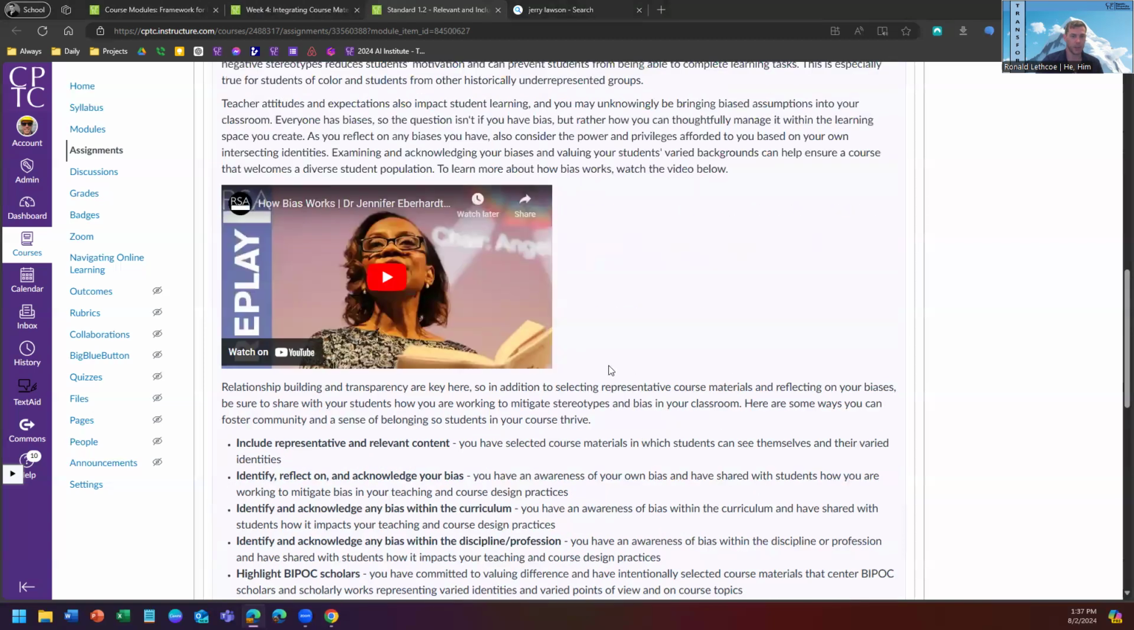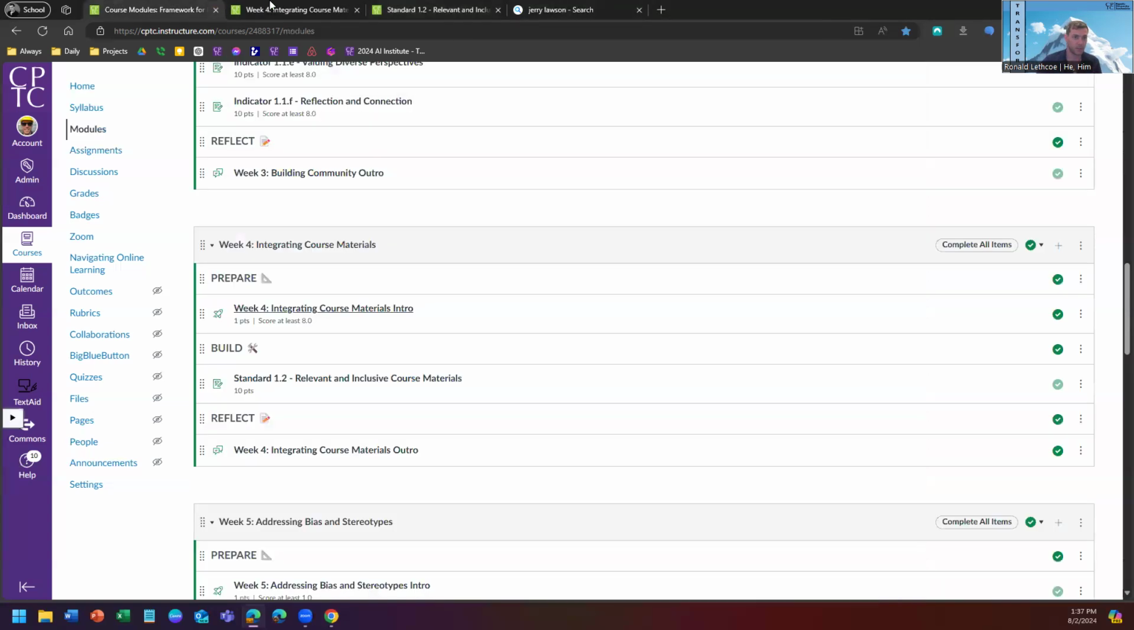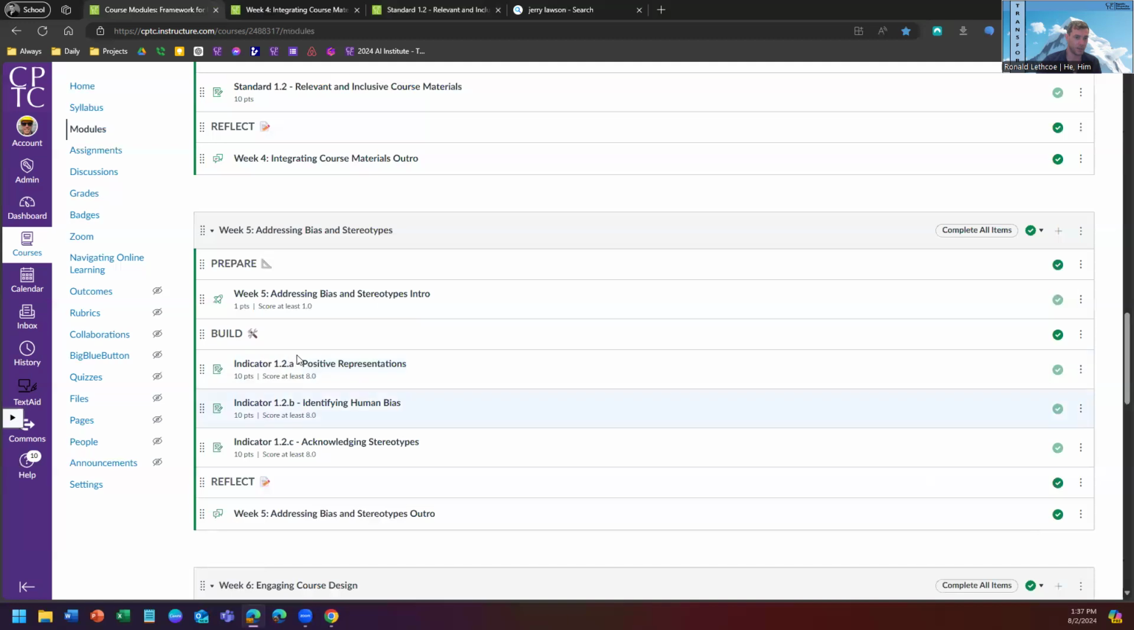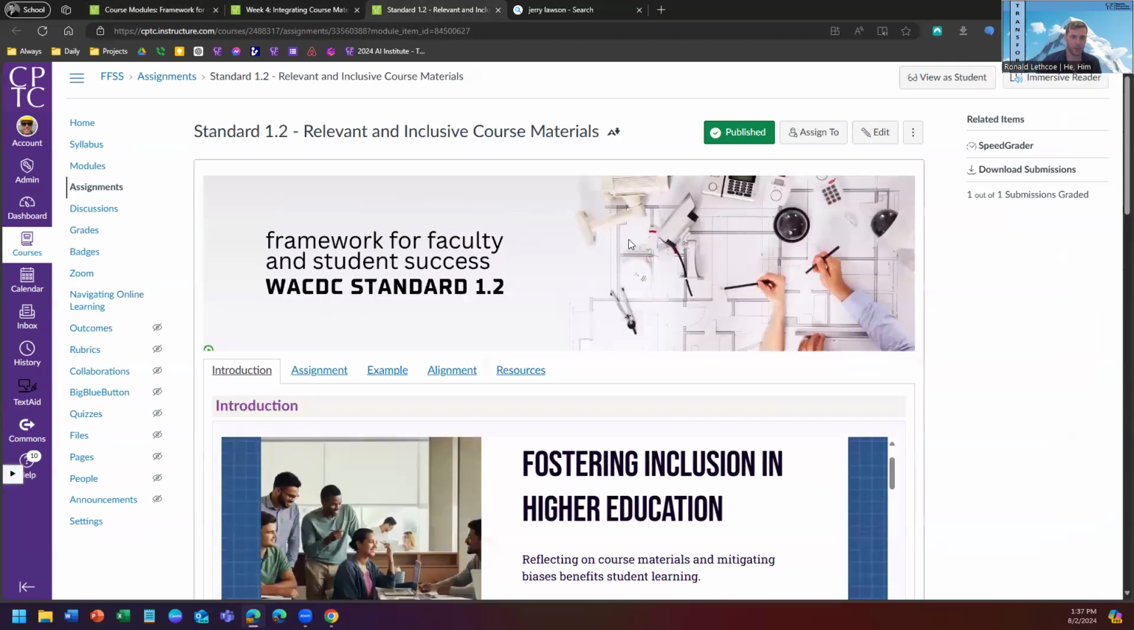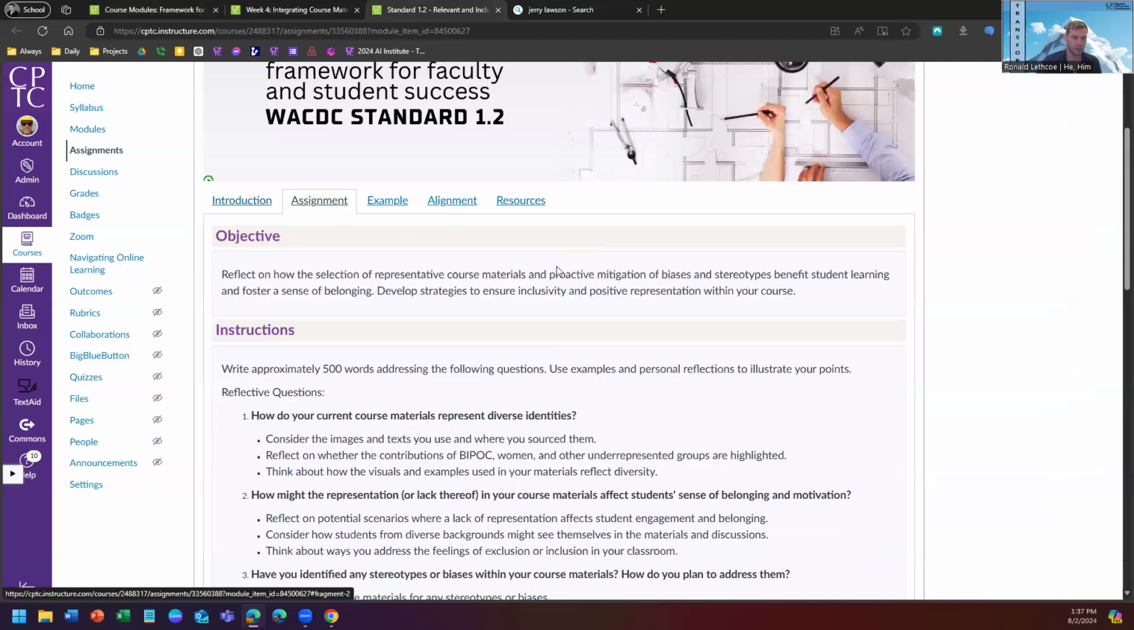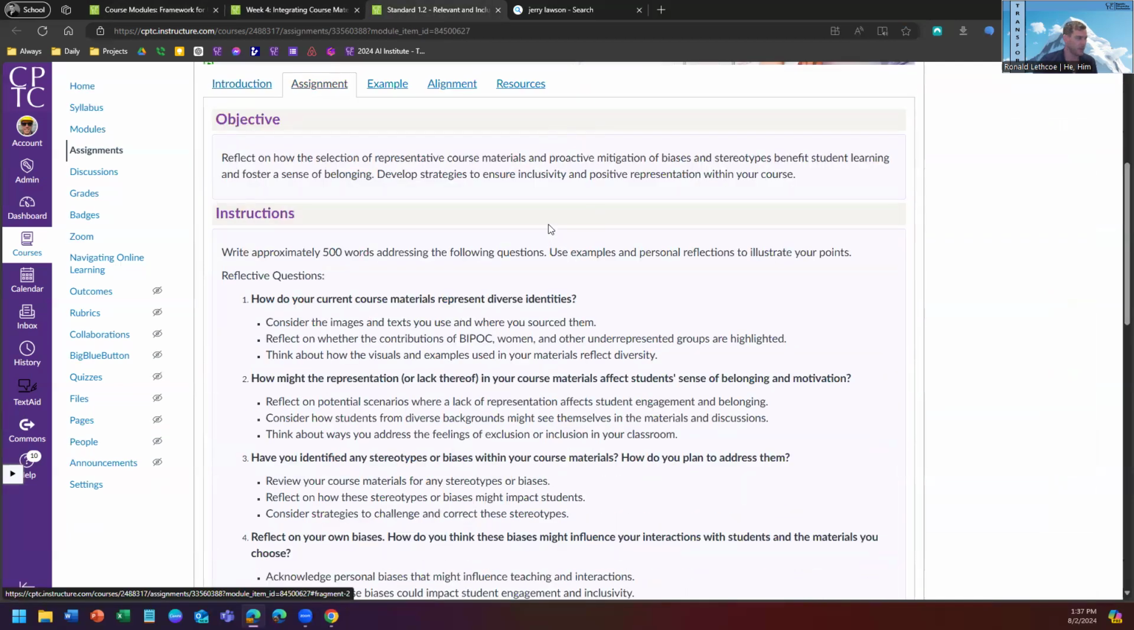So we'll look at some examples next week. For week 5, we'll look at a couple of different examples. But for today, I want to go ahead and get going on this assignment. Before we do this, is there anything anybody else wants to talk about related to bias or representation?